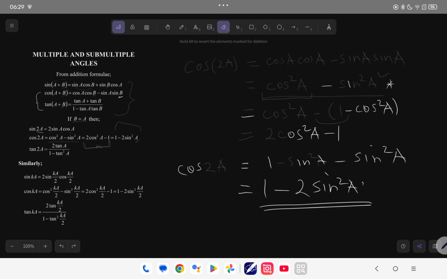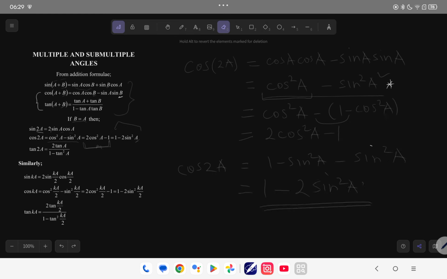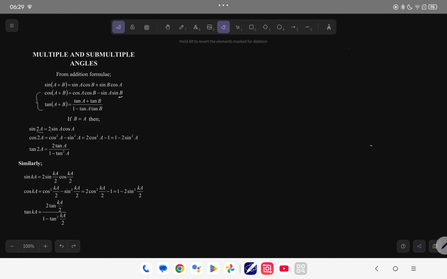Now we can proceed to relate this one. We are trying to look at the multiple angles, especially double angles, 2A. Now we want to make it a general relationship so that it can apply across the board. Here we have seen that a 2A is becoming an A this side.